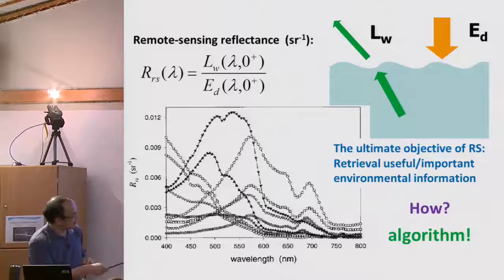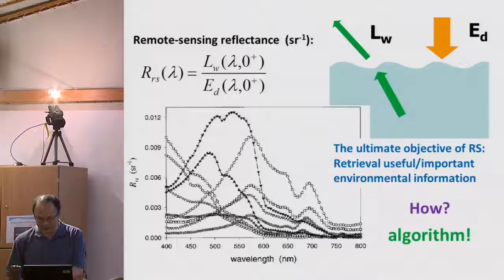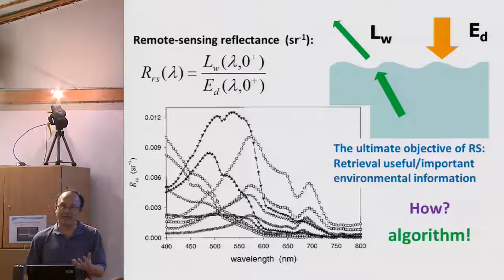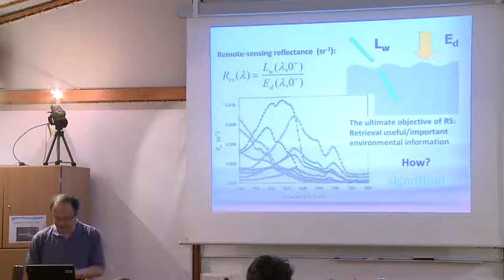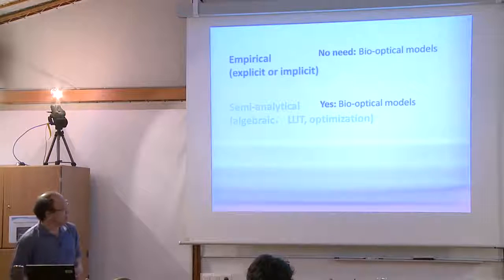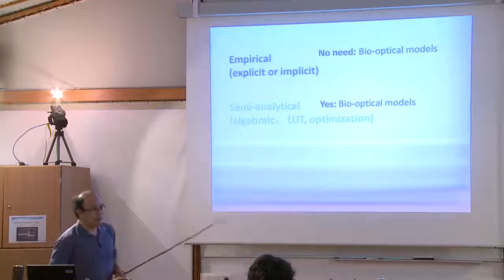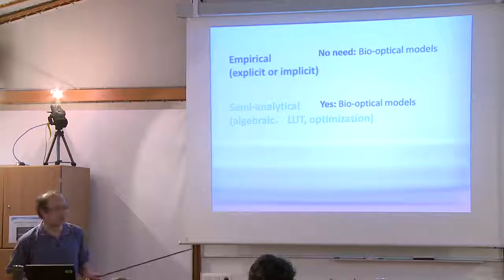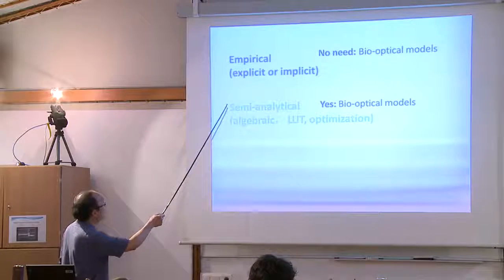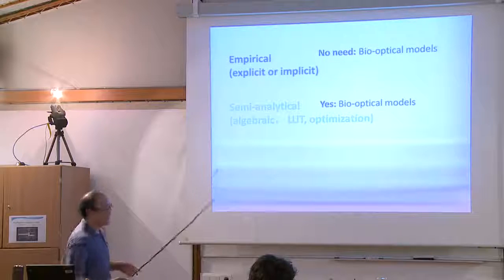So that's the algorithm. How to have an algorithm. Basically, we have to have a way to convert this spectrum to something we want. For this algorithm, generally we can separate them into two groups or two classes. One we call empirical, another is called semi-analytical.